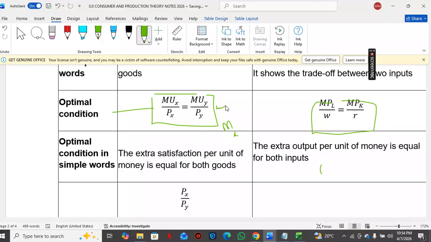In a question where they ask at what point, or how much of good X and good Y a consumer has to get the most satisfaction, you come straight to this. Or if the question asks how much labor and capital a company must get to get the most output or minimize cost, you use this one here.